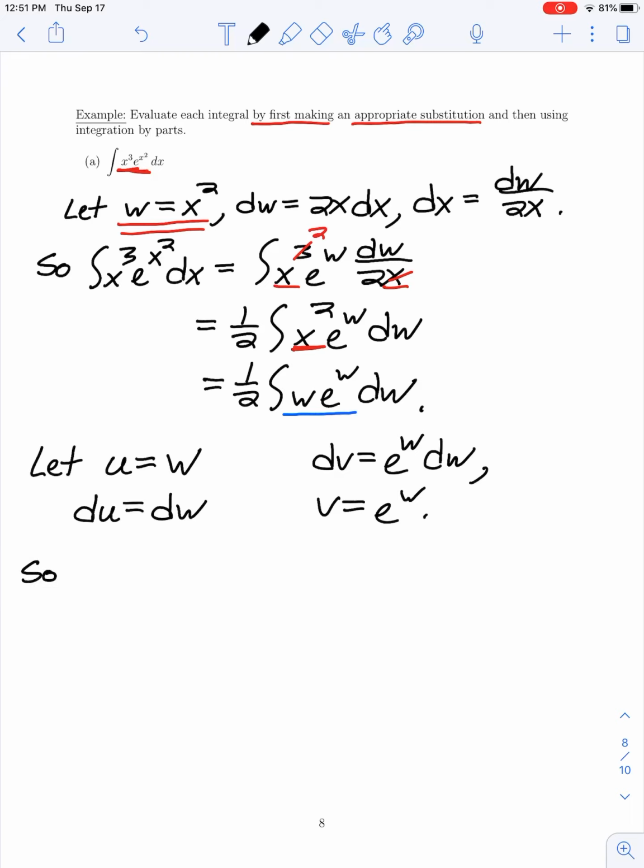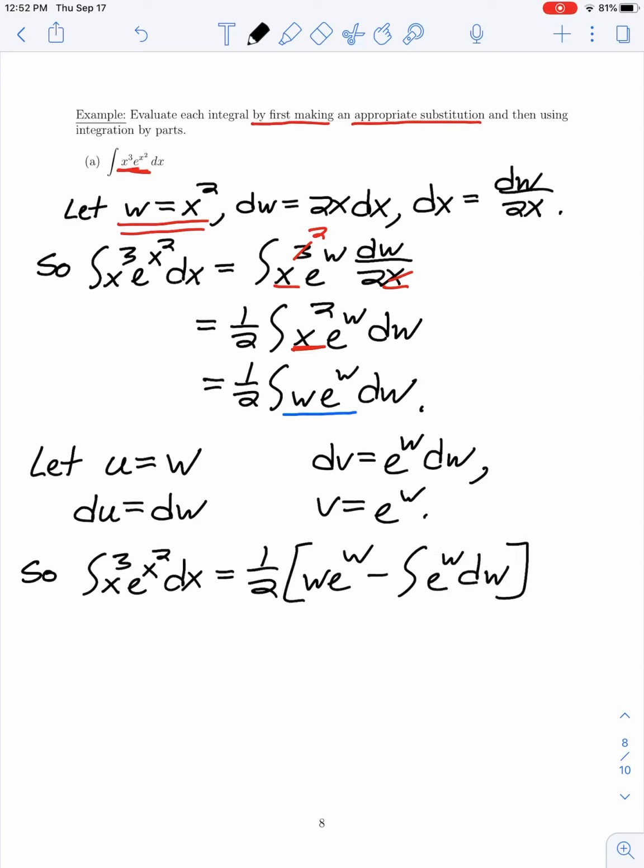So going back to our problem, we had the integral of x cubed e to the x squared dx, which we rewrote as 1/2 of the integral of w e to the w dw. So applying integration by parts for that integral, we would have u times v, which is w e to the w, minus the integral of v du, which would be e to the w dw.